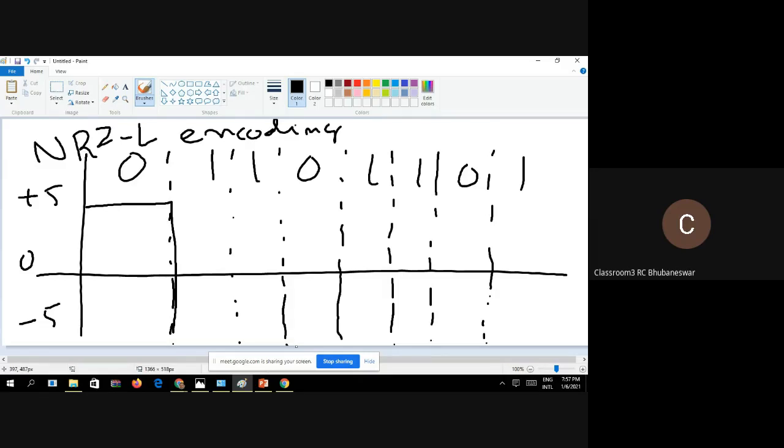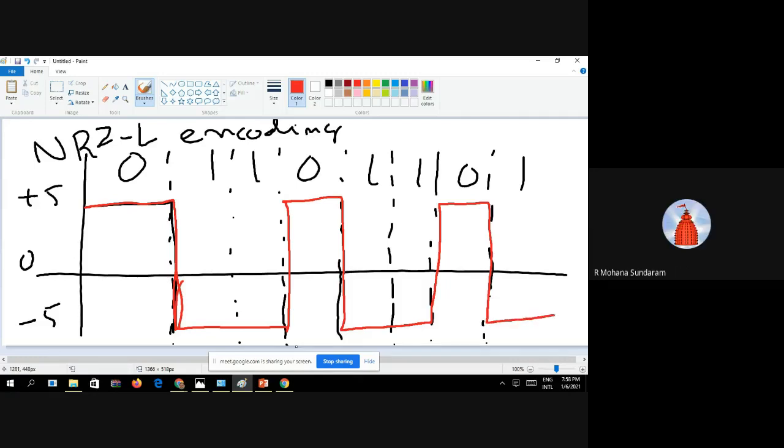Now we can change the color also. 0 बोलने से I am starting from here, 1 बोलने से I am coming back at the -5. 1 बोलने से -5 में रह जाइए, 0 बोलने से +5 में चला जाओ, 1 बोलने से फिर -5 में आ जाओ, 1 बोलने से -5, 0 बोलने से +5, 1 बोलने से -5. Like this. हाँ जी, अभी समझा?